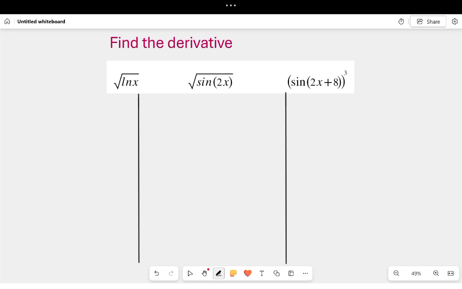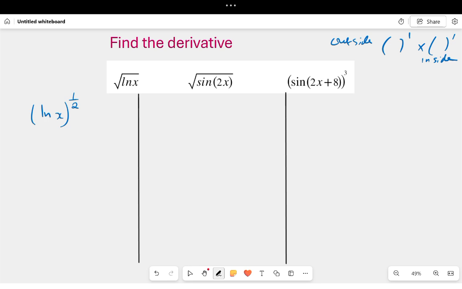Now we have three questions here we are going to solve, and we are going to differentiate them using the chain rule. Okay, so the first one is ln x to the power of a half. The rule for the chain rule is, first, the derivative of what you have outside, and then you multiply by the derivative of what you have inside.